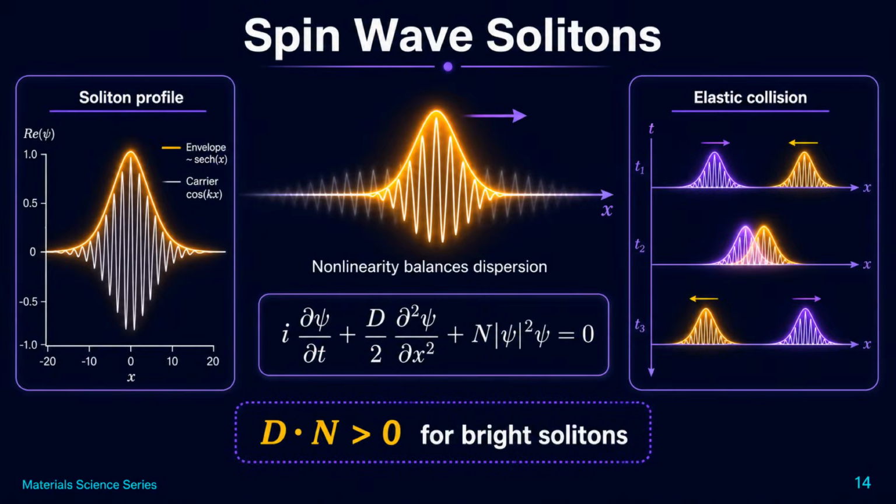When nonlinearity balances dispersion, localized wave packets called solitons can form. These maintain their shape during propagation, described by the nonlinear Schrödinger equation. Spin wave solitons have been observed experimentally. Even more remarkably, two solitons can pass through each other unchanged, exhibiting elastic collision behavior. Solitons could enable robust information transfer in magnonic circuits.